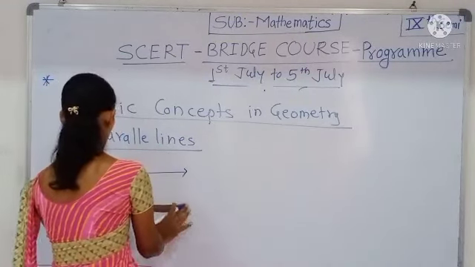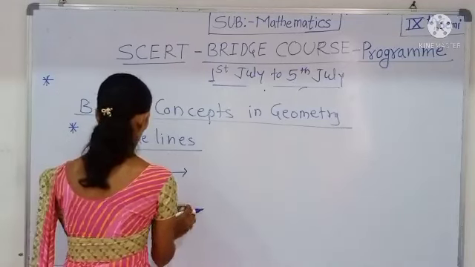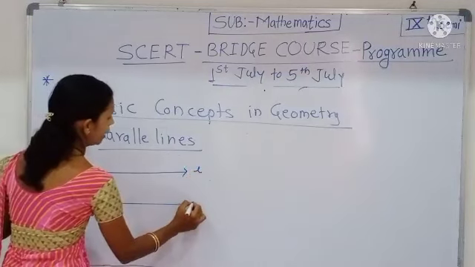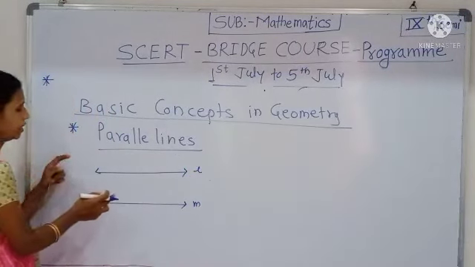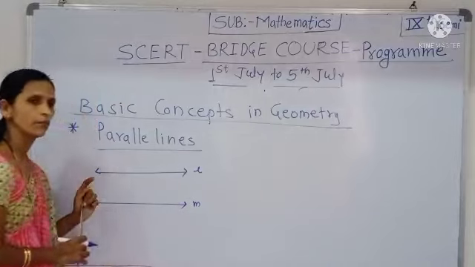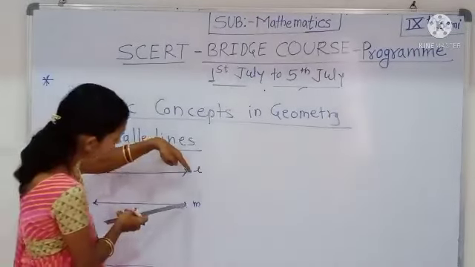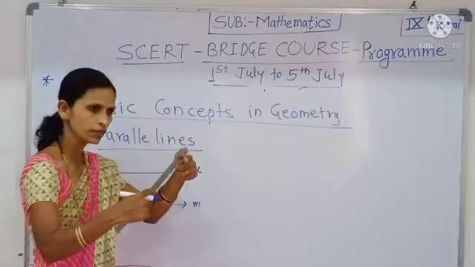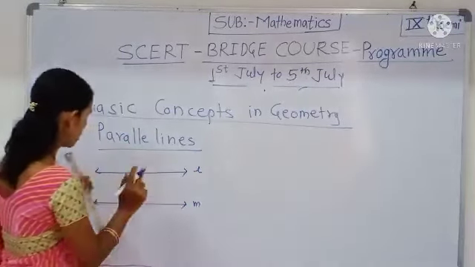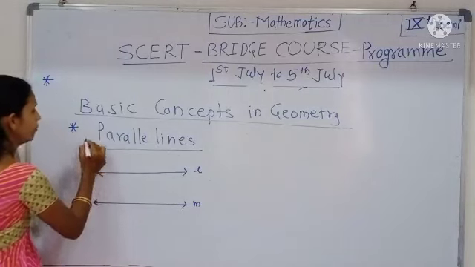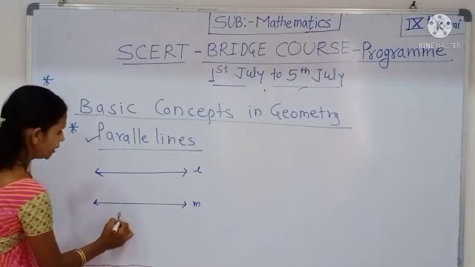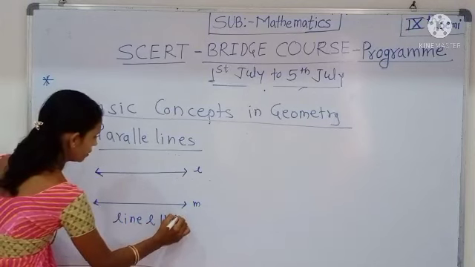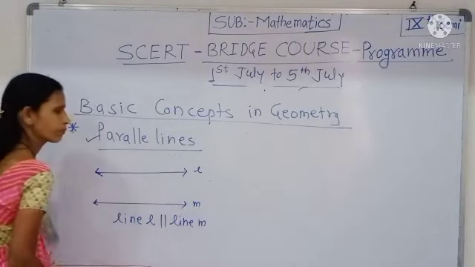Then we can draw the figure of parallel lines, that is, see here, line L and line M. How to identify the parallel lines? If you extend these lines to infinity, they cannot intersect or meet each other. Therefore, these lines are parallel lines, and we can write this as line L parallel to line M.